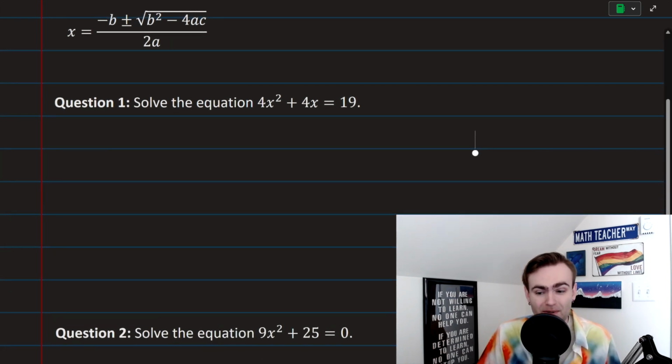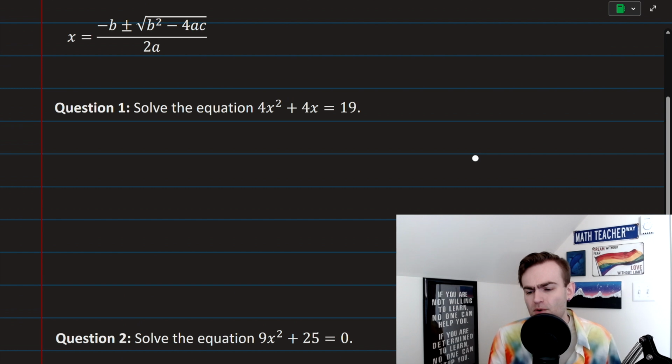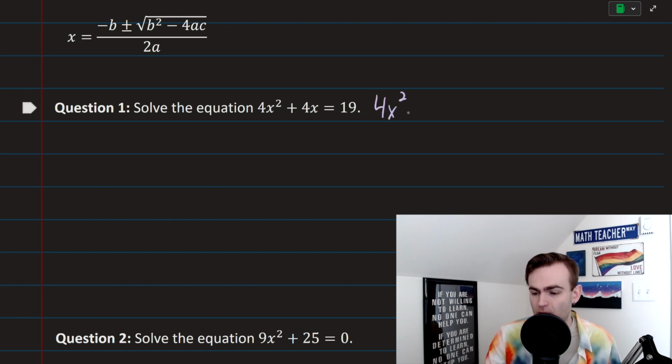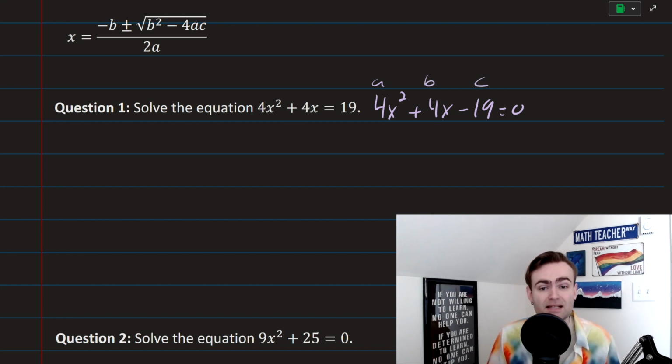So let's try a problem. First and foremost, I notice that I do not have an equals 0, so I'm going to subtract the 19 from both sides so that I have 4x squared plus 4x minus 19 is equal to 0. This is my a, this is my b, and this is my c. A common thing I have seen in the past is that a student will involve the x's when they plug in the a, b, and the c. It's just the coefficients and the constants, just the numbers.